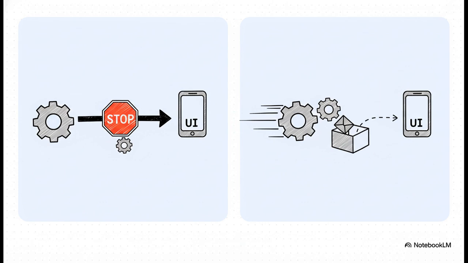But queue is different. It's like leaving a polite sticky note. The worker just says, "Hey, whenever you get a second, could you show this?" And then it gets right back to its job. It's non-blocking, and it keeps the whole system flowing smoothly.